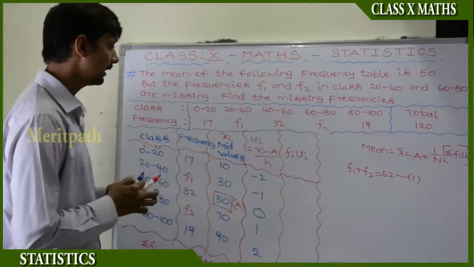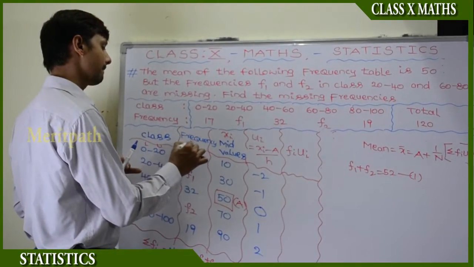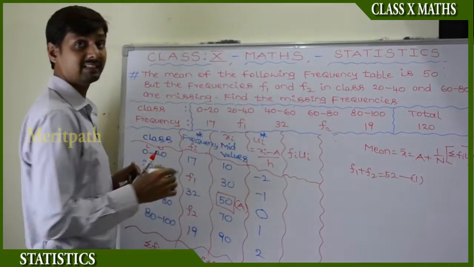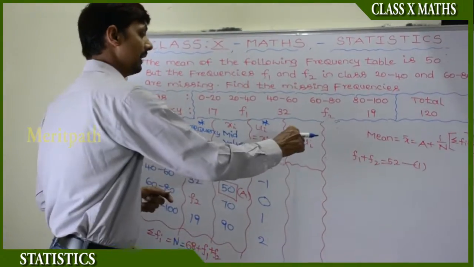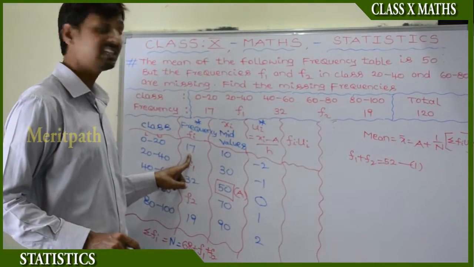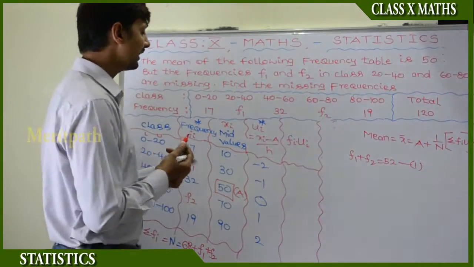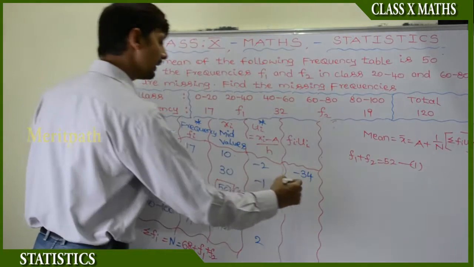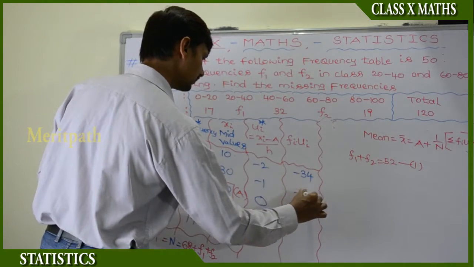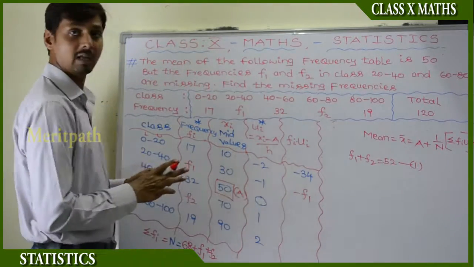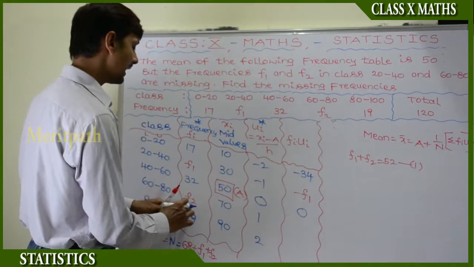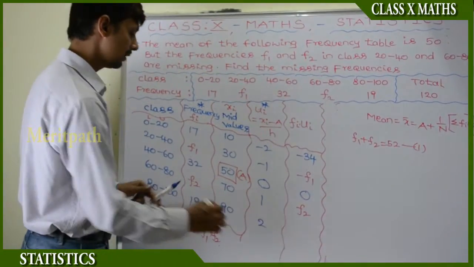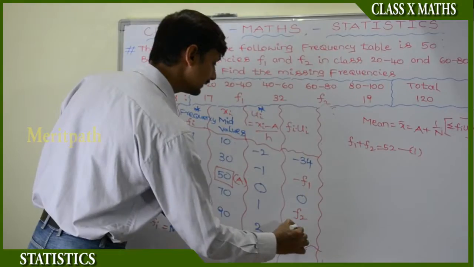So fi we got here, that is frequency, is called fi, and ui is the deviation. Let's multiply these two numbers, we'll be getting fi ui. So fi is here 17 and ui is minus 2. When we multiply these two numbers, we'll be getting minus 34. And let's multiply this both, f1 into minus 1 is minus f1. The next value is 32 into 0 is 0. The next value, f2 into 1 is f2. So next value, 19 into 2 is 38. So we'll be getting 38 here.